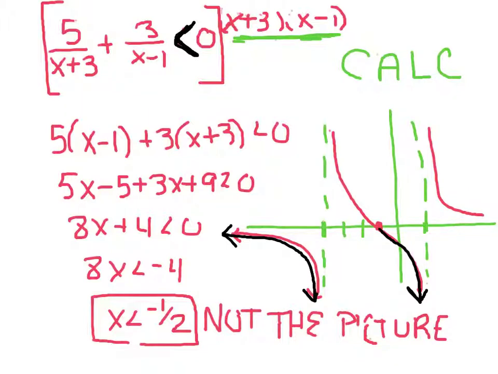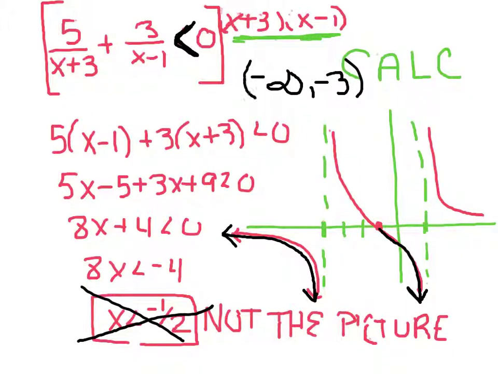So you have to be aware that solving a rational inequality is not always going to give you the real answer. The real answer to this problem is it's negative or below 0 from negative infinity to negative 3, and also from negative 1/2 to 1.